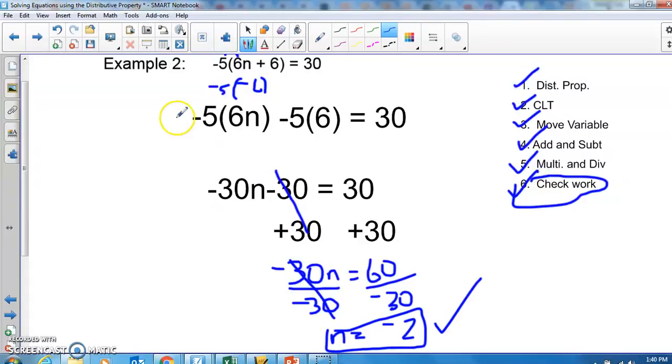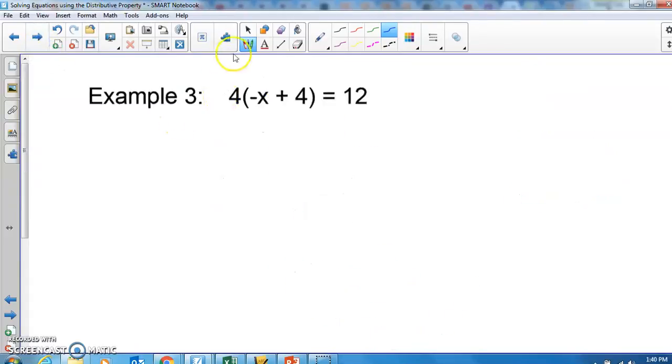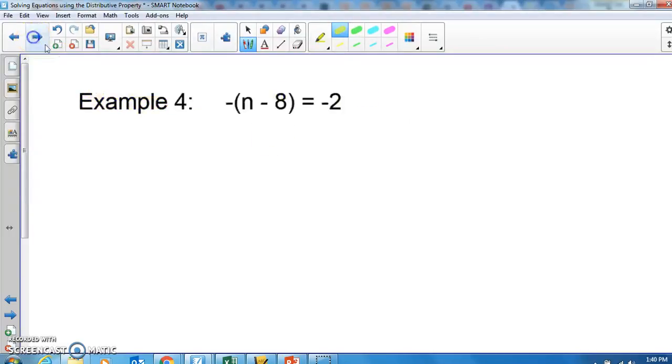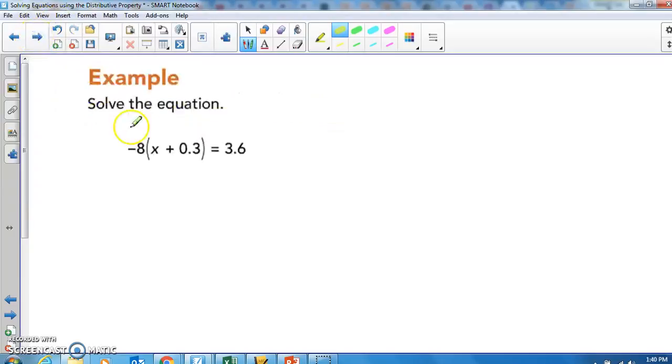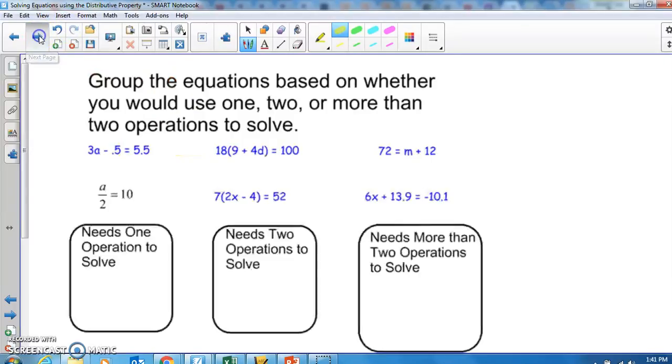All right. So what I want you to do now is I want you to go through and work these problems, please. So if you'll work example 3, example 4. This example with decimals works no different. It's the same kind of process, just has decimals.